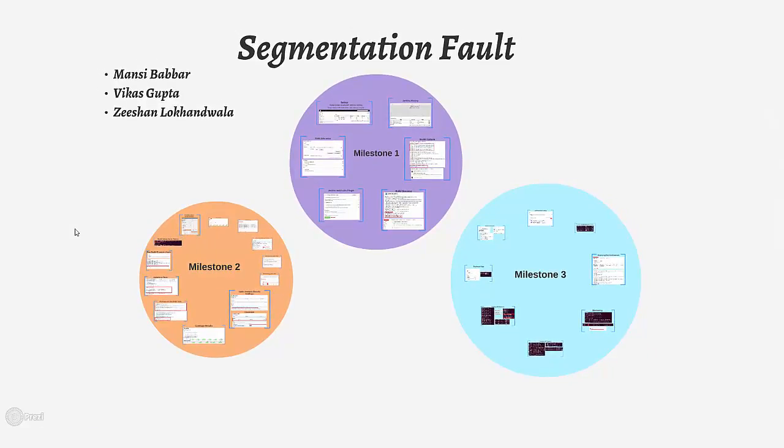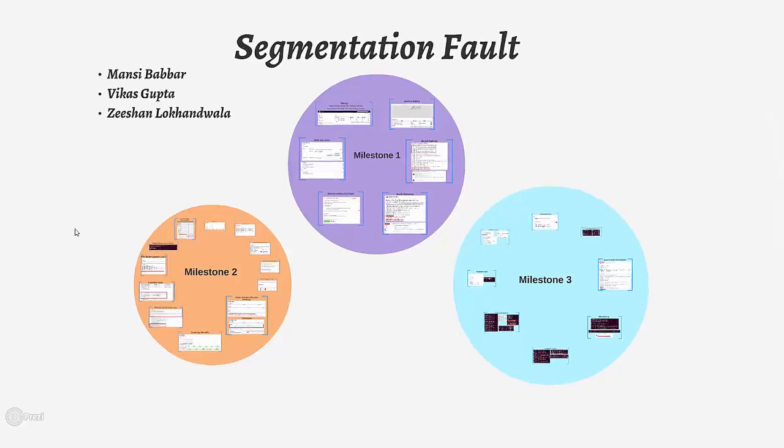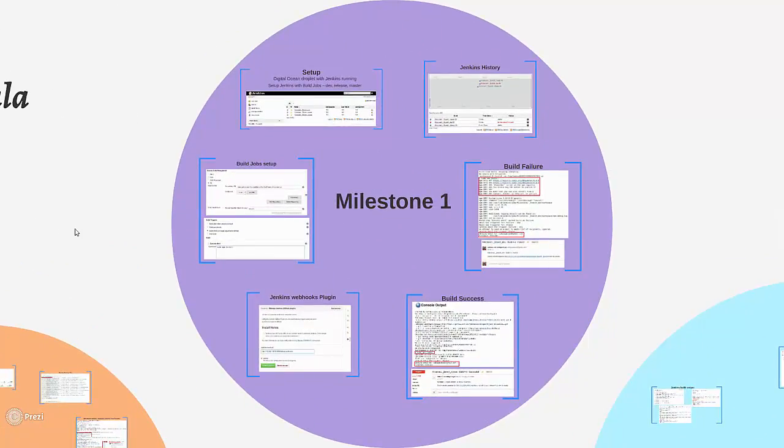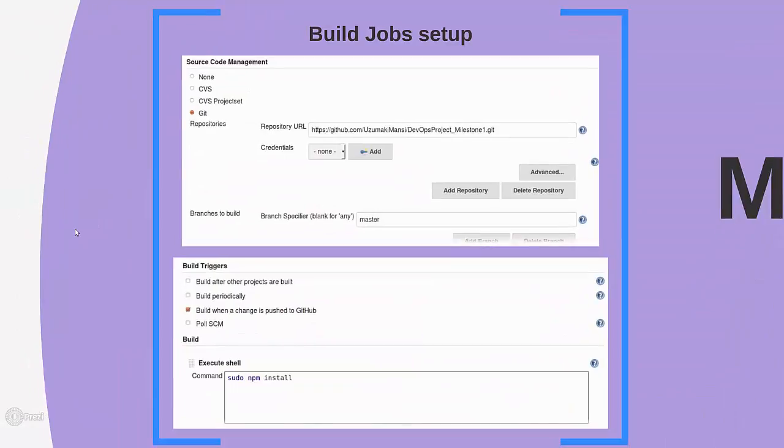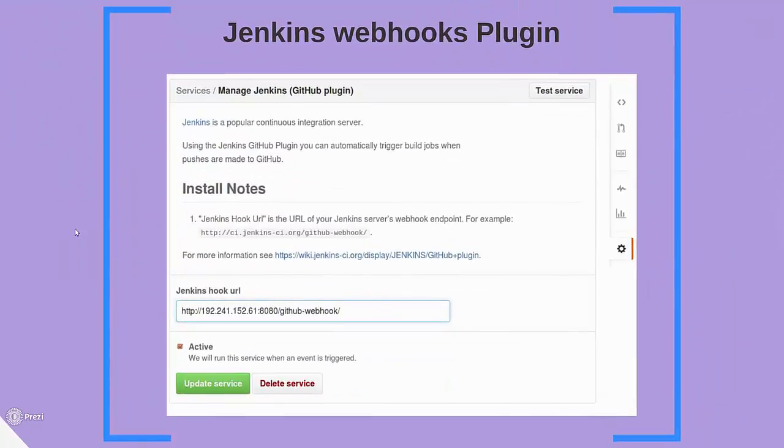For milestone 1 to 3, we are using a common setup which has Jenkins deployed on a DigitalOcean Droplet as a build server. For milestone 1, we have used a Node.js project as a Jenkins setup. It consists of 3 job items: dev, release, and master. These jobs are configured with a Git repository as a source code, and a build would be triggered when a change is pushed to GitHub. For the purpose of triggering the build, the GitHub repo is configured with a Jenkins webhook.